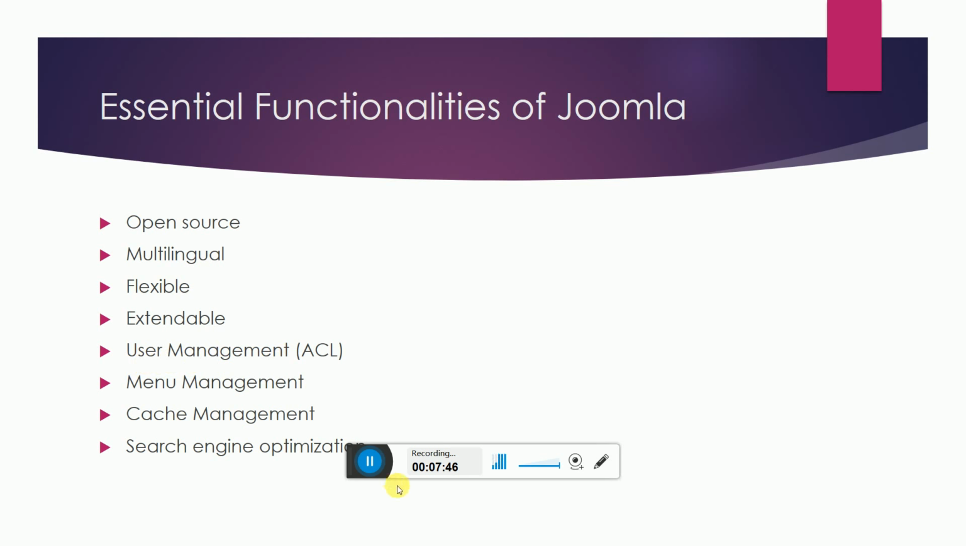User management. ACL meaning access control list. It allows you to manage the users of your site and different groups. Menu management. It creates as many menus and menu items as you would possibly need. Cache management. It can allow you to speed up your website by caching.